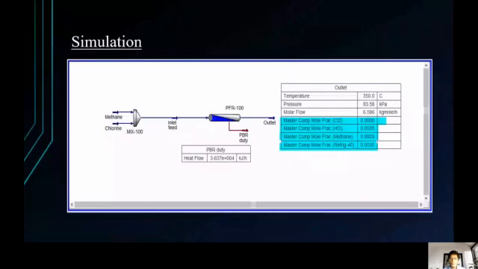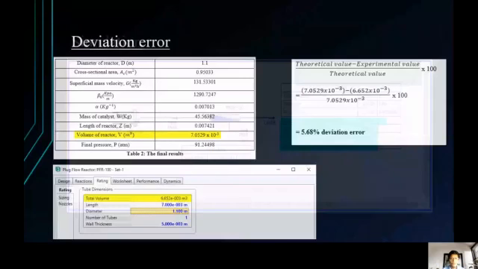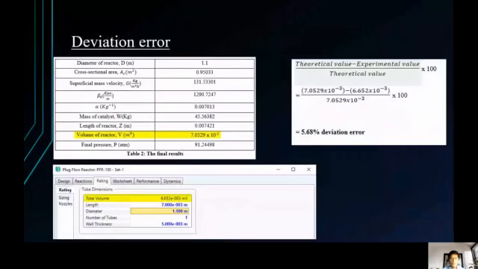As a result, the mole fraction for our desired product, which is the chloromethane, is around 0.0535. Same with the HCl, which is also 0.0535. However, there was a slight difference in the volume of reactor between our manual calculation and the value in the simulation itself. After we calculated, we found out that the deviation error between the manual calculation and the value in the simulation is around 5.68%.